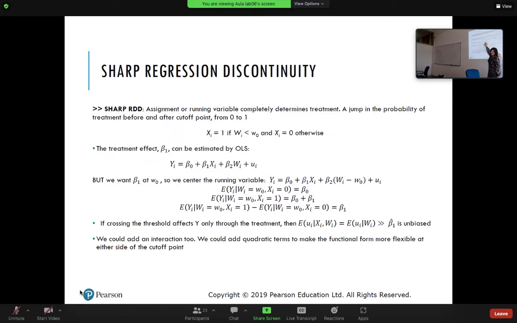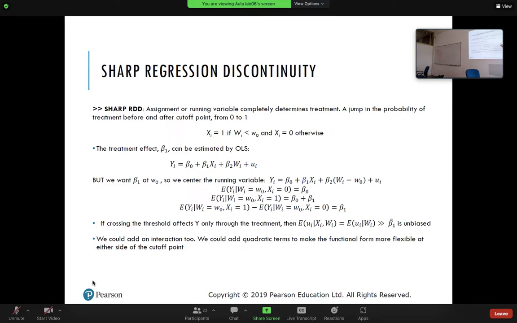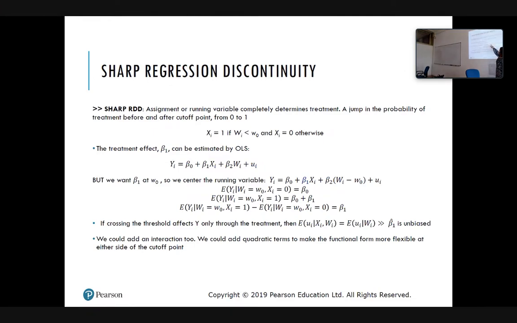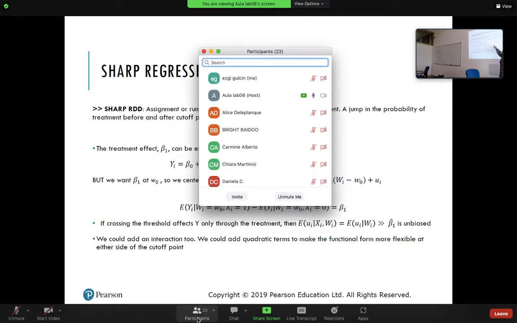So instead of estimating this model where we have the outcome variable, the treatment variable, and the assignment variable W, we have here W minus its cutoff value. Okay? And this beta 1 would be the treatment effect at the threshold value for W. Okay? So we compare as before the conditional mean of Y at the threshold for those who are not treated. And if you just apply that X is equal to 0 and W is equal to W0, we are left with beta 0. Okay?